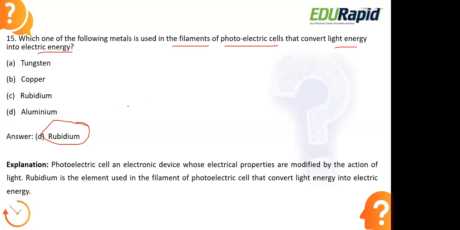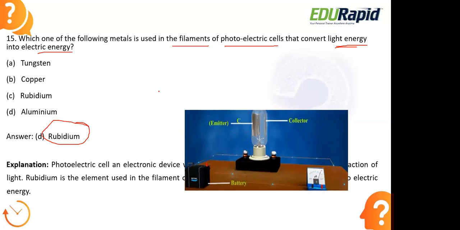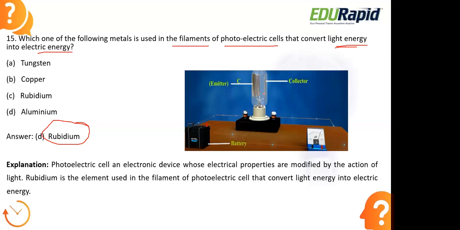But photoelectric cells convert light energy into electrical energy. They absorb the light and emit electricity. This device is used in electrical switches, where we use rubidium filaments, and also in some power sources and light detectors, which convert light energy into electrical energy. So here you can see a photoelectric cell. This is a device.